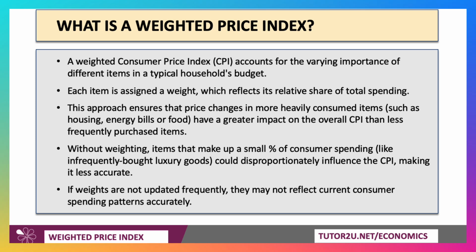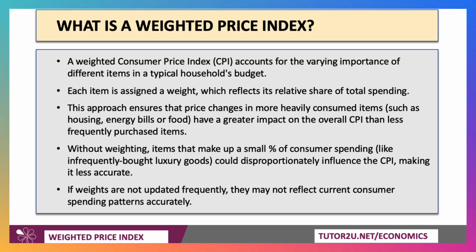So this means that a weighted index accounts for the varying importance of different items in a typical household's budget. Each item of spending on food, on transport, on whatever it is, holidays, is assigned a weight. Now the weight is reflective of the relative share of the total spending. So they do a huge family expenditure survey and try and capture the essence of what the average family spends each week, each month, and then they assign weights to each item.